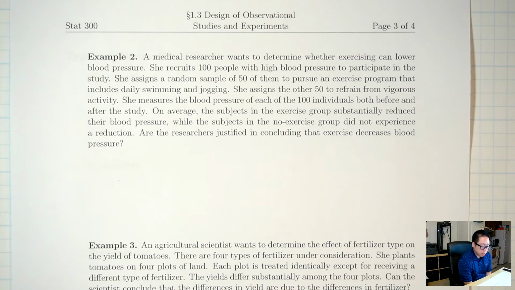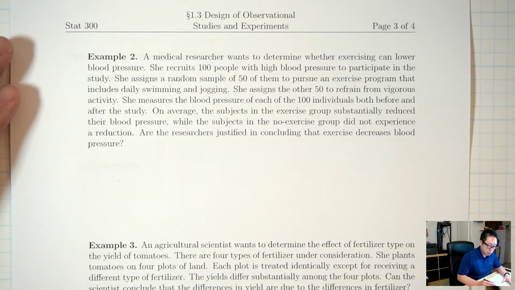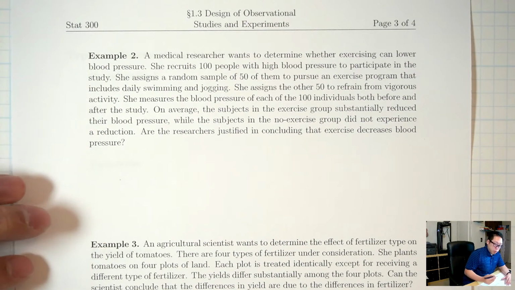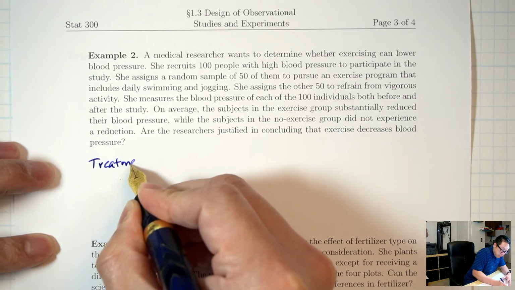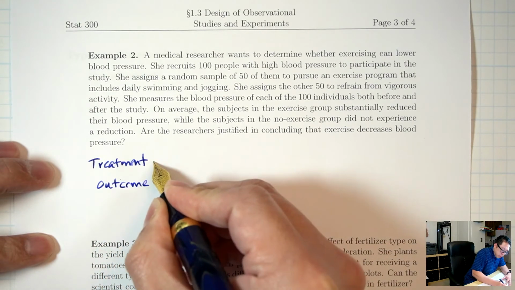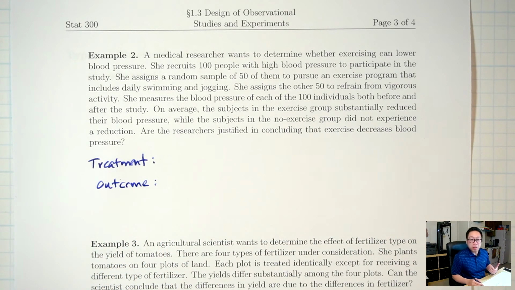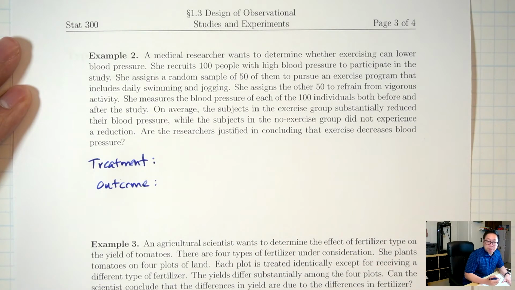On average, the subjects in the exercise group substantially reduced their blood pressure, while the subjects in the no exercise group did not experience a reduction. Are the researchers justified in concluding that exercise decreases blood pressure? So what's the treatment here and what's the outcome? Okay, so the basic question that they're trying to answer is blank affects blank. So what affects what? Does exercising affect blood pressure, right?